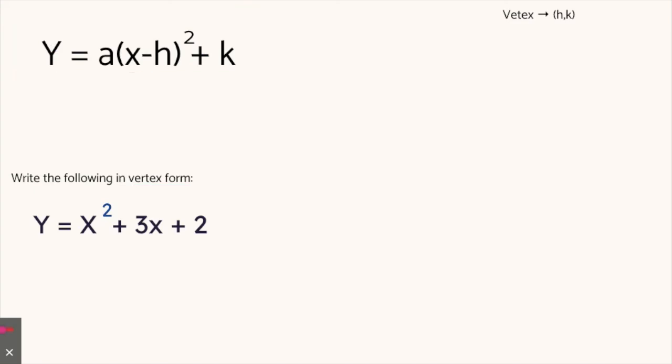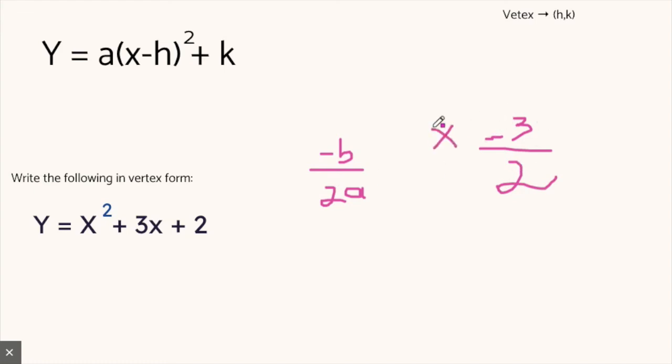Now, how do we go back and forth between the vertex form and the form we have been practicing with? We have a form here like that, the form we've been practicing with, and let's turn that into the vertex form. First, we can find the vertex. The x coordinate is negative b over 2a. Our b in this case is 3, so negative 3, and our a is 1, so 2 times 1 is 2. So the x coordinate of our vertex is negative 3 over 2.